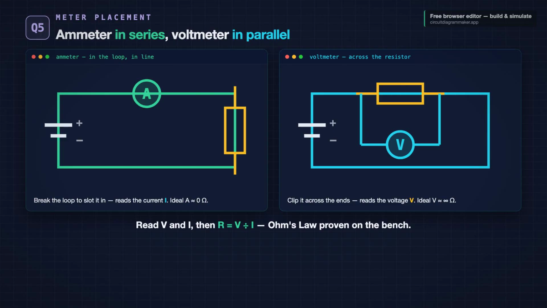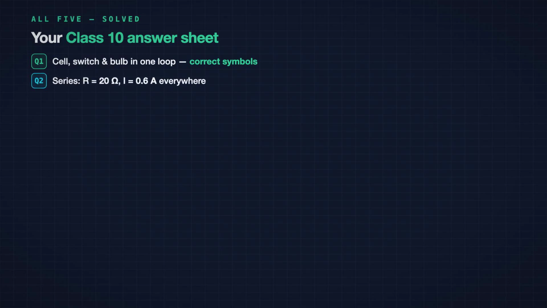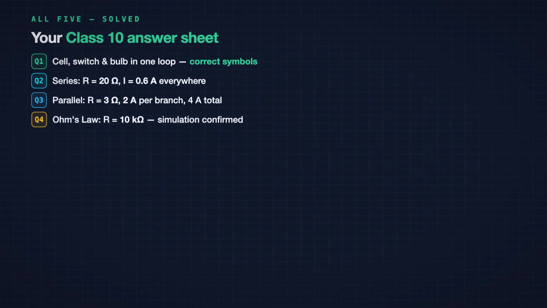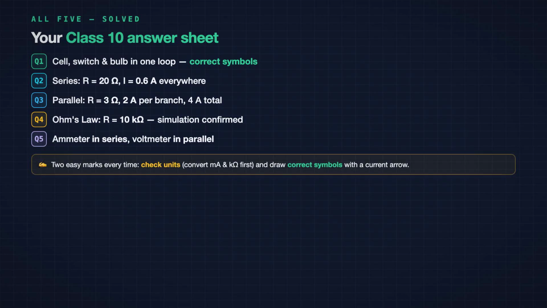So there are your 5 circuit diagram questions, Class 10, all solved. Question 1, a cell, switch, and bulb in one loop with the correct symbols. Question 2, series resistances add, total 20 ohms, current 0.6 amps everywhere. Question 3, parallel adds reciprocals, total 3 ohms, 2 amps in each branch. Question 4, Ohm's law gives 10 kilo ohms, and the simulation confirmed it. Question 5, ammeter in series, voltmeter in parallel.